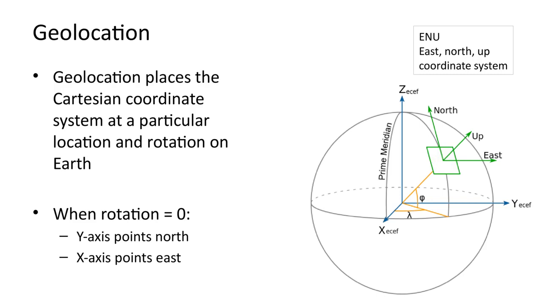This requires the Cartesian coordinate system to be geolocated on the surface of the Earth. The location of the origin of the Cartesian coordinate system can be specified by a latitude-longitude location. The default orientation then has the x-axis facing east, and the y-axis facing north. This default orientation can then be modified by rotating around its z-axis.